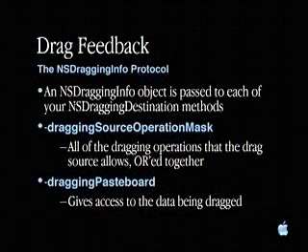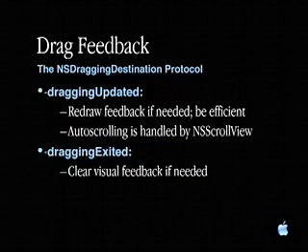So as I mentioned, an NSDraggingInfo object is passed to each of your NSDraggingDestination methods. Now remember what I mentioned before about how your drop target has to determine exactly what sort of drop operation this is. Part of the information it needs to figure that out is based on what drag operations the dragging source supports. And your drop target can find that out by consulting the dragging source operation mask method of the NSDraggingInfo protocol. It also might need access to the data that's actually being dragged, and it can get access to that using the dragging pasteboard method.